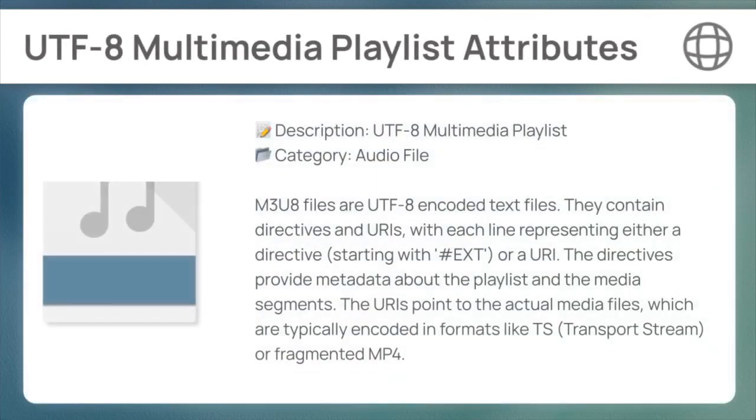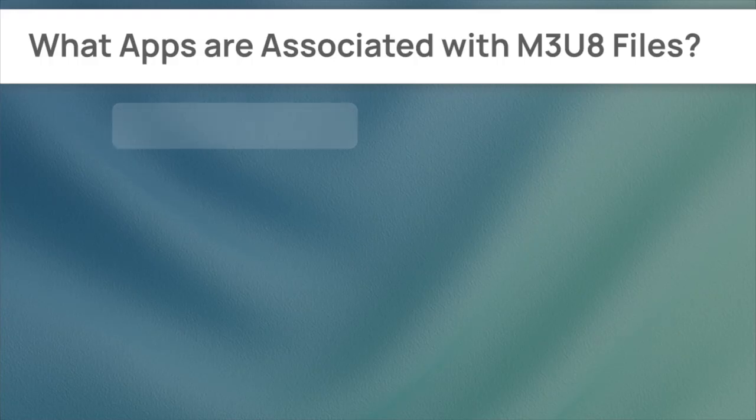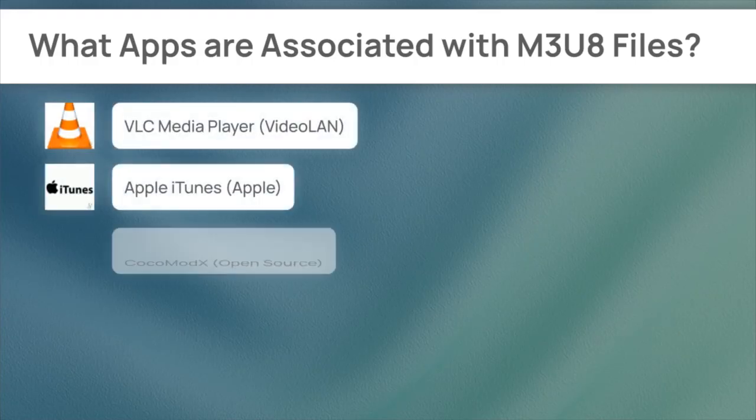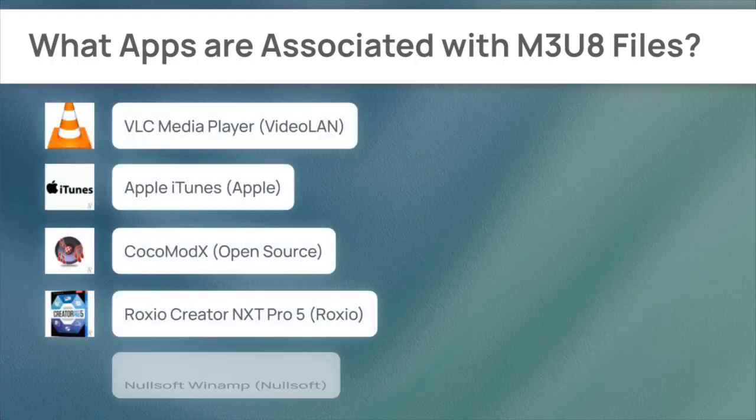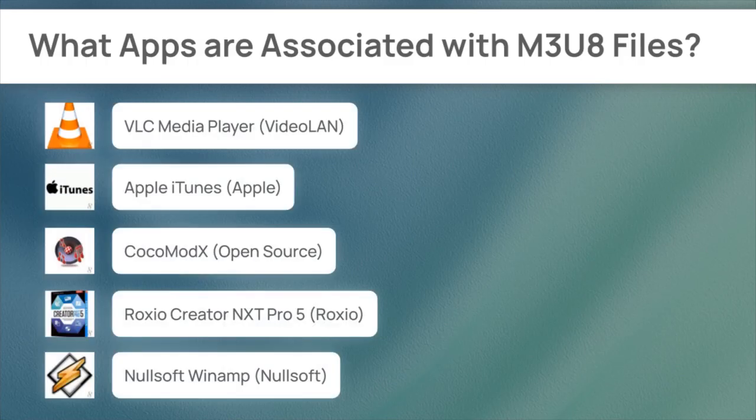M3U8 files are UTF-8 encoded text files. They contain directives and URIs, with each line representing either a directive, starting with EXT, or a URI. The directives provide metadata about the playlist and the media segments. The URIs point to the actual media files, which are typically encoded in formats like TS, transport stream, or fragmented MP4. It is standard practice to open the M3U8 format using the designated VLC media player by VideoLAN.